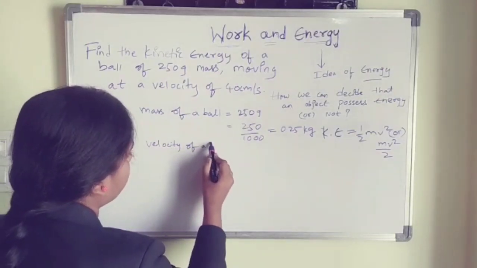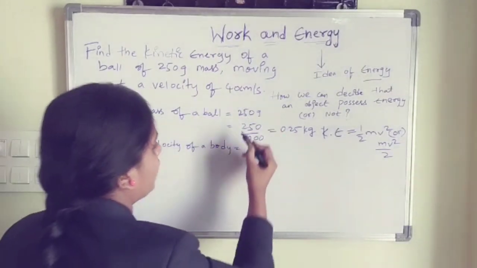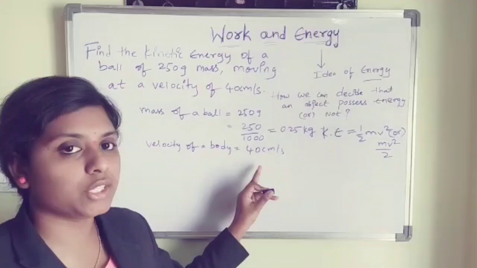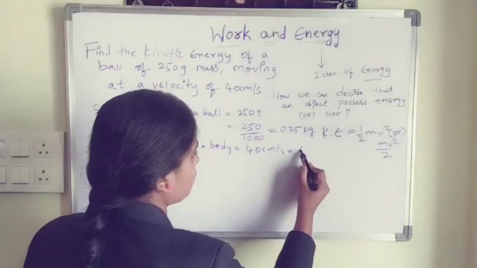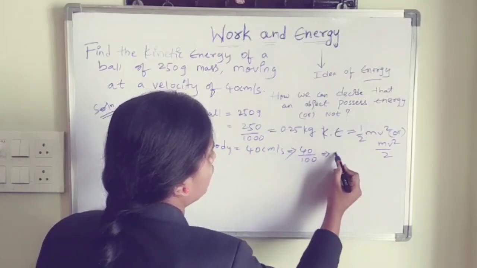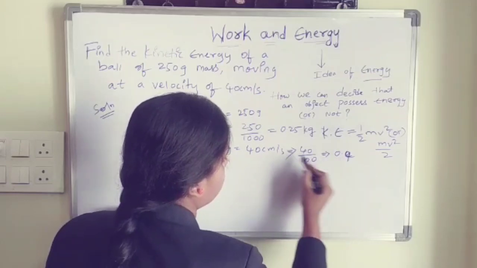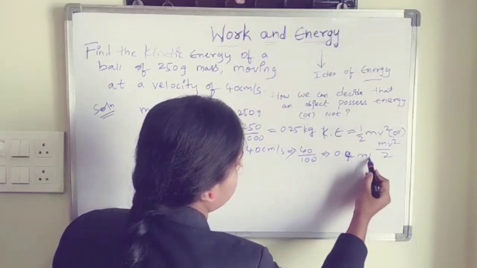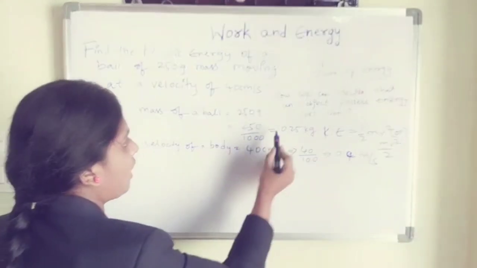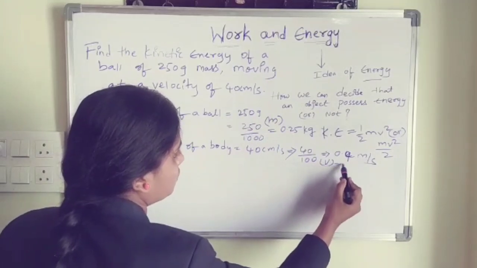Velocity of a ball, 40. They gave the value 40 centimeters per second. We have to convert into SI system. 0.4 meters per second. So this is mass and this is velocity.